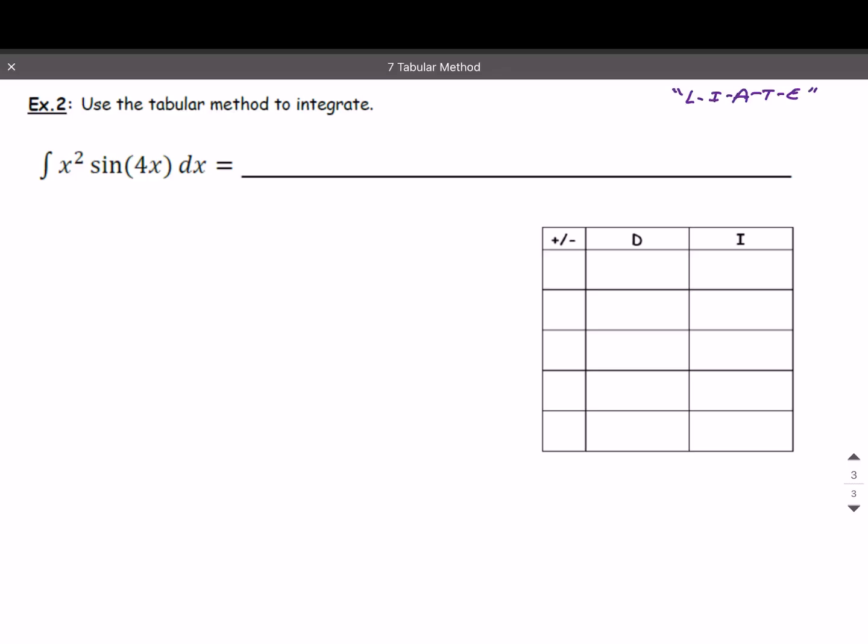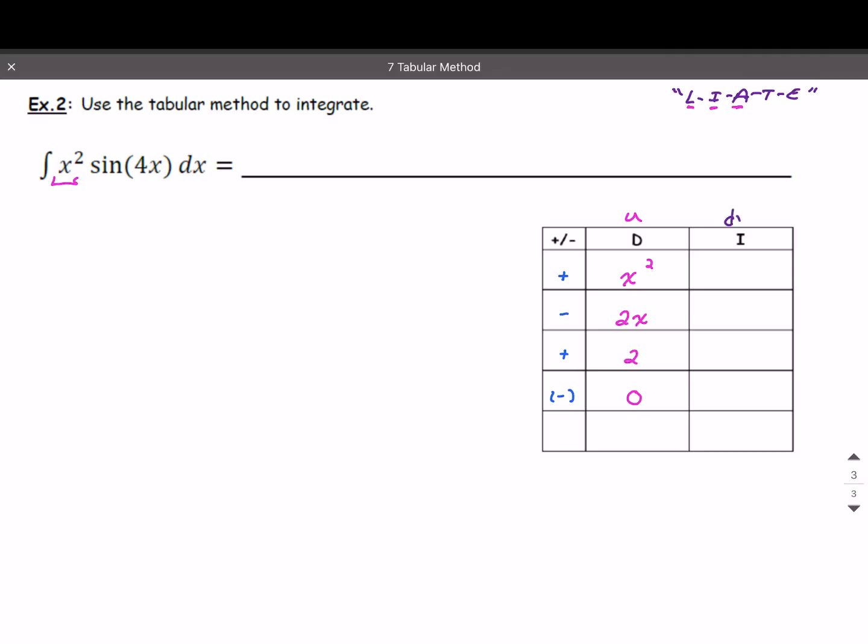All right, so first thing we're going to do, we're going to try to find our u. Okay, do we have a log? No. Do we have an inverse trig? No. Do we have an algebraic? Yes, we've got x squared. So we have x squared. We're going to take the derivative to get 2x. The derivative of 2x is 2, and the derivative of 2 is 0. So that'll make me done. We need a positive, a negative, a positive. Now, if it wasn't a 0, we'd have a negative, but we don't need that.